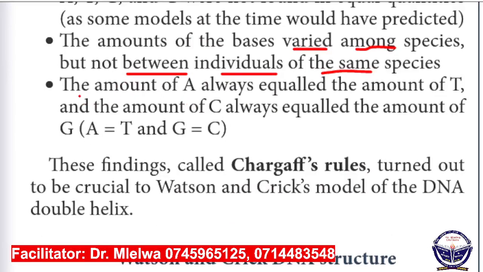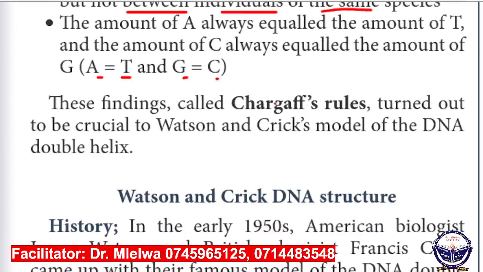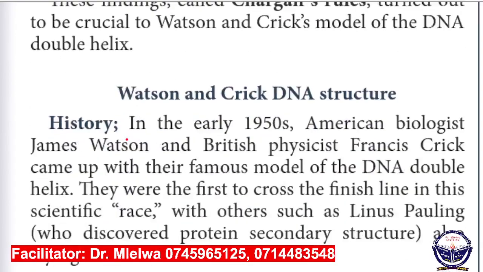Third, the amount of A always equaled the amount of T. The amount of A appeared equal to T, and the amount of C always equaled the amount of G. Now this is the reason why we say adenine pairs with thymine and guanine pairs with cytosine, despite other reasons in the structure of DNA that we will discuss. These findings, called Chargaff's law, turned out to be crucial to the Watson and Crick model of the DNA double helix.